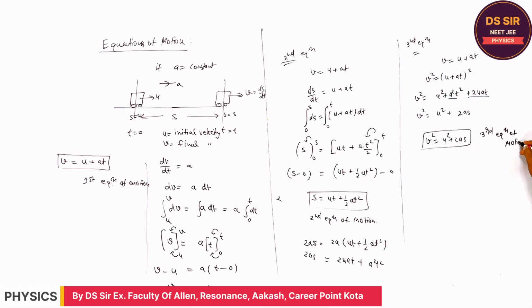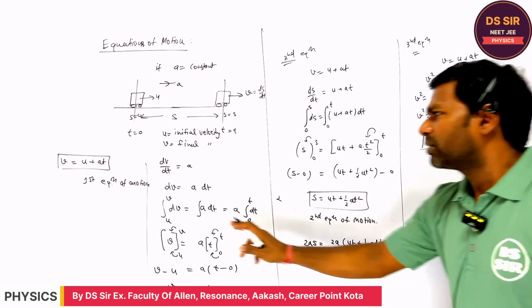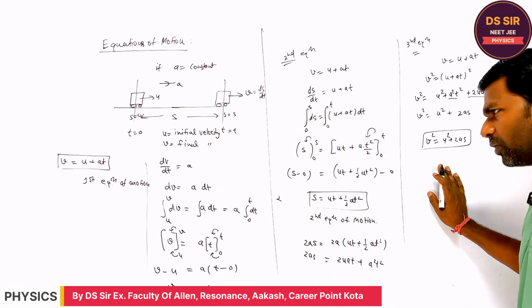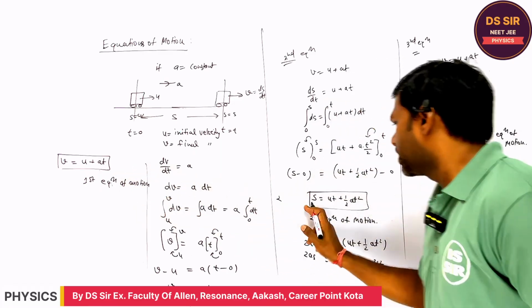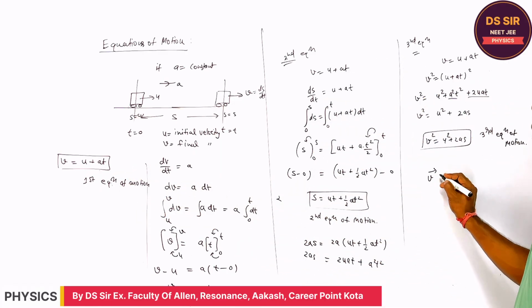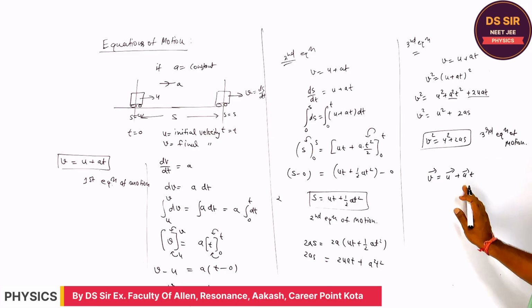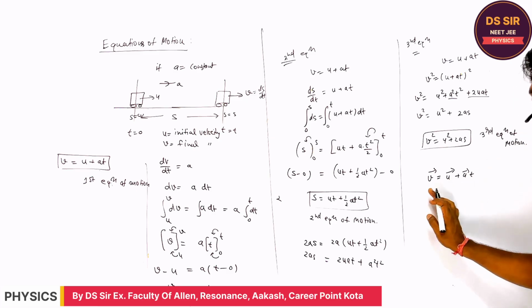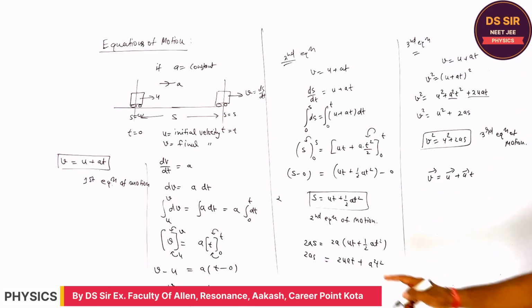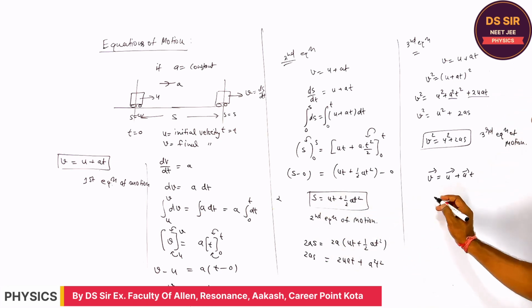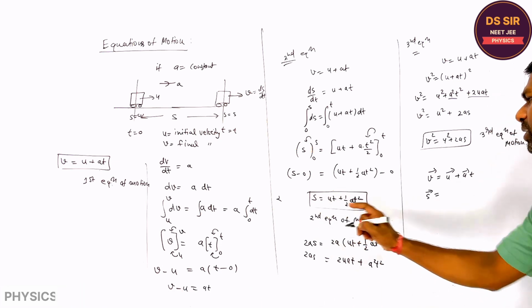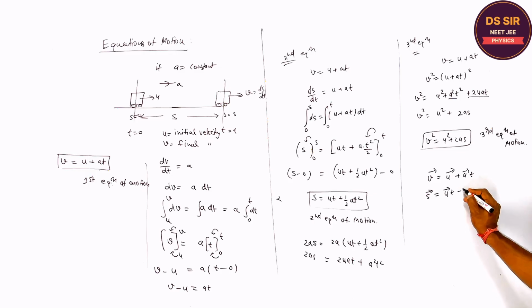Is it fine? Listen to one thing. Although these are equations of motion, out of these, the first and the second equations of motion are written as vector v is equal to vector u plus vector a into t, because velocity and acceleration are vectors. In the same way, s is the displacement, u is a vector quantity, and acceleration half t square.